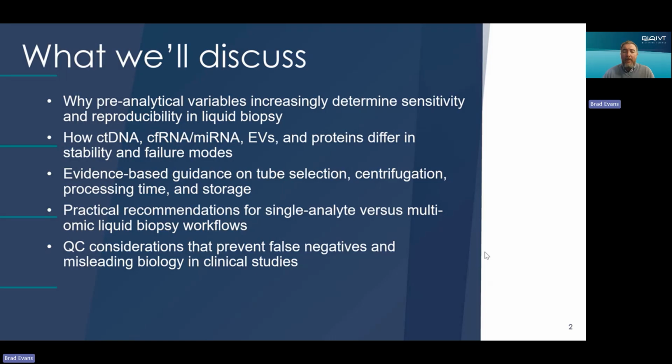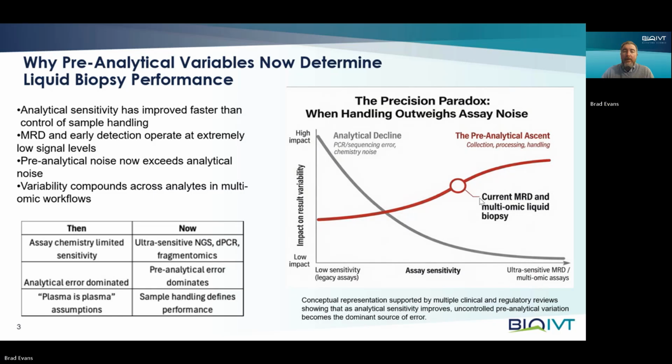To understand this now and why it matters in this moment so much, we need to zoom out first. Over the past decade, analytical sensitivity has improved dramatically. MRD assays can now detect tumor-derived variants at extremely low allele fractions. Early detection tests are searching for tiny signals of disease in a vast background of normal DNA. But pre-analytical control has not improved at the same pace.